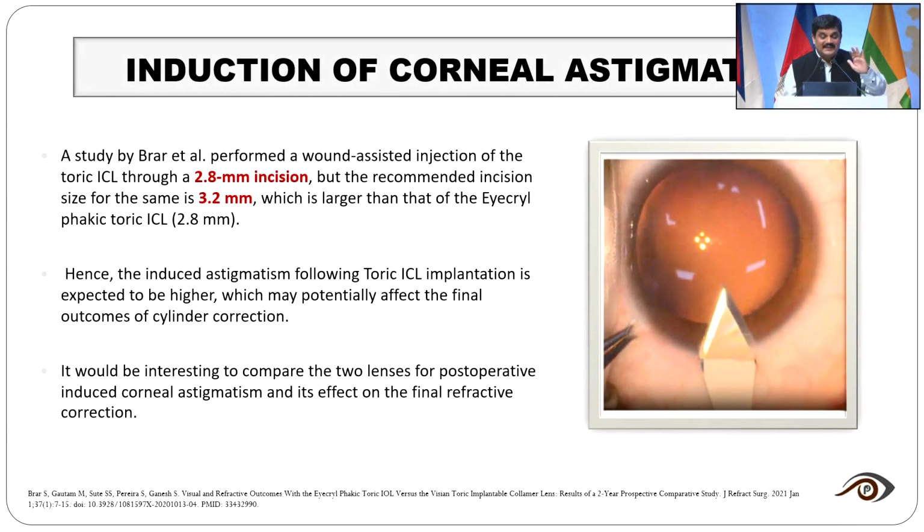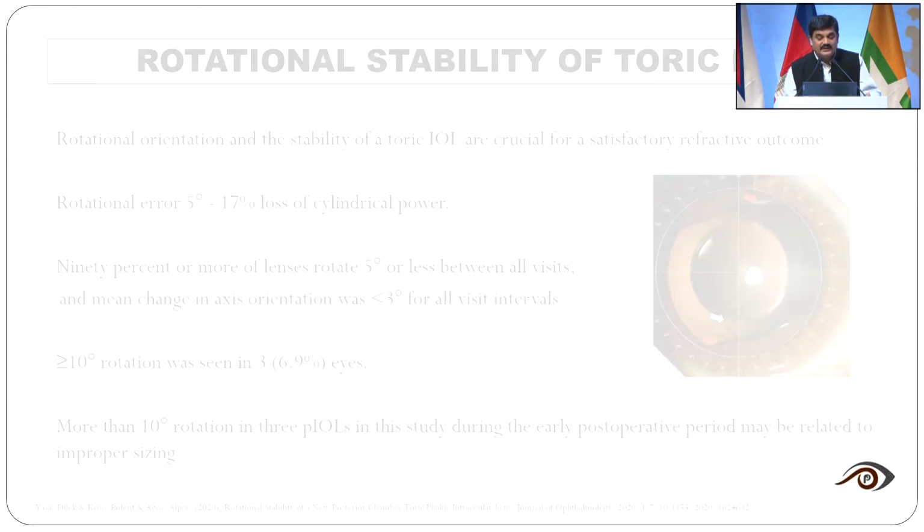Of course, regarding induction of corneal astigmatism, I want to compare: normally ICL goes through a 3-point incision, whereas the acryl phakic goes through a 2.8 incision. We need to study this, but the level of astigmatism induction will be much lesser with the acryl phakic lenses.